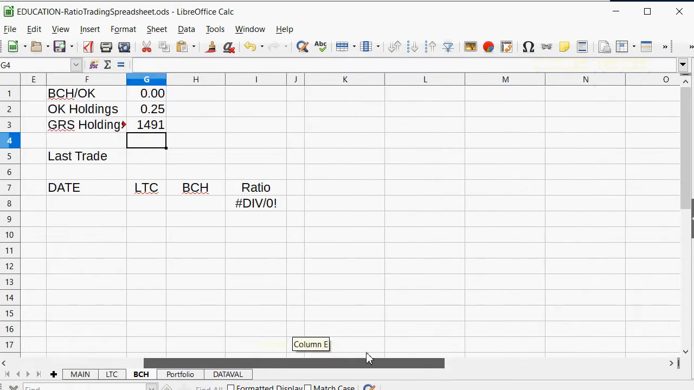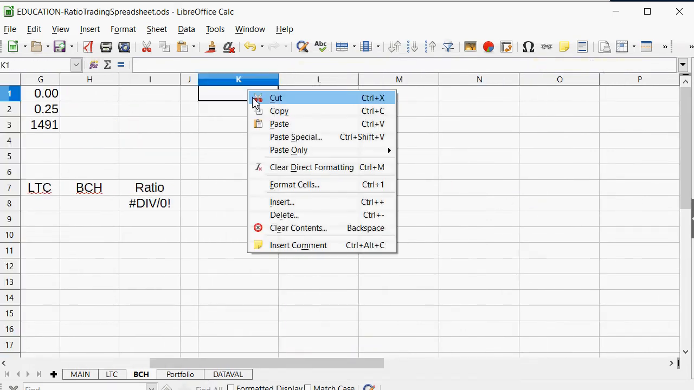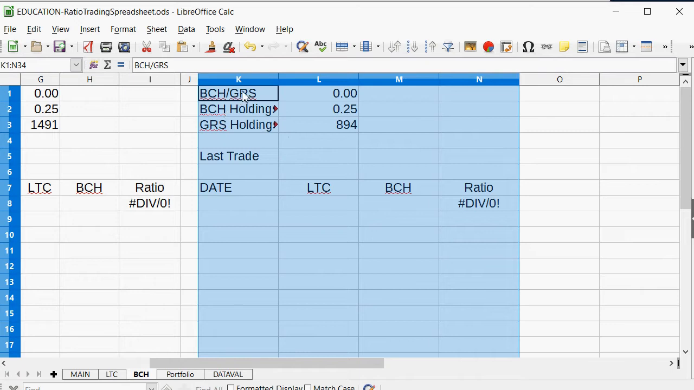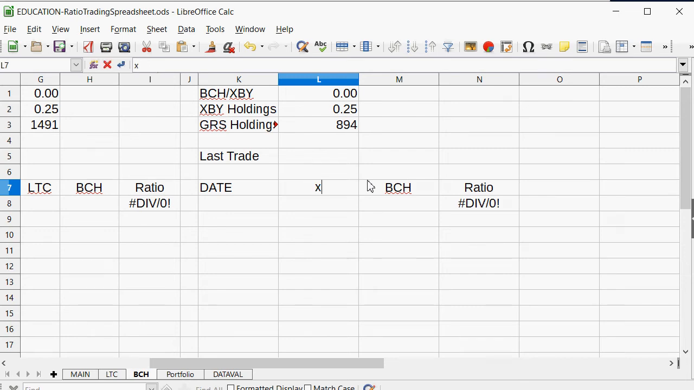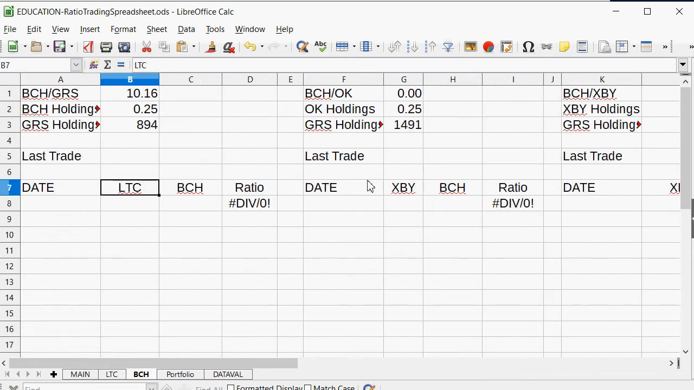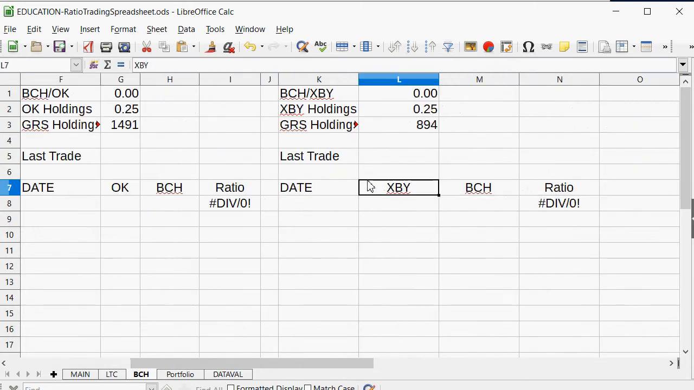And then move on to another one. This should be in my paste clipboard. Yep. We'll do XBY for the final one. On BCH, that is. And even in here, you're going to want to change the things like that. Actually, this would be okay in here. This would be GRS. And there we have it.